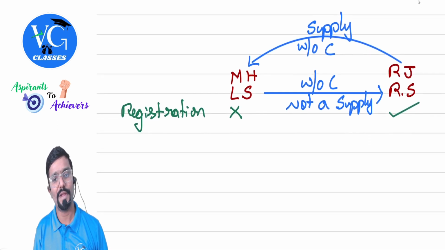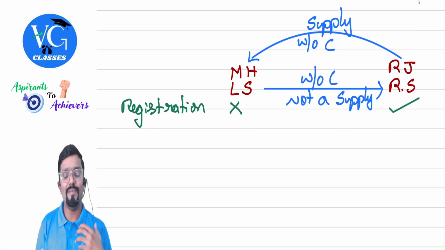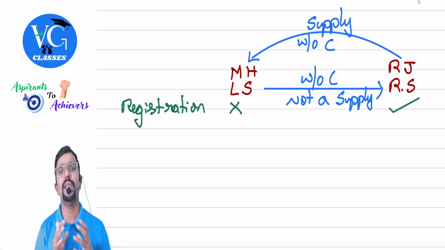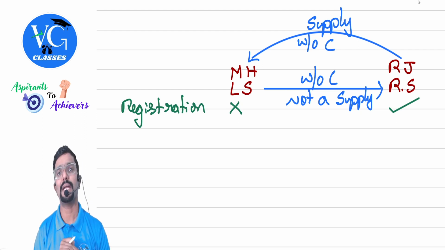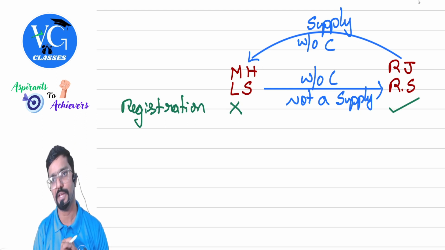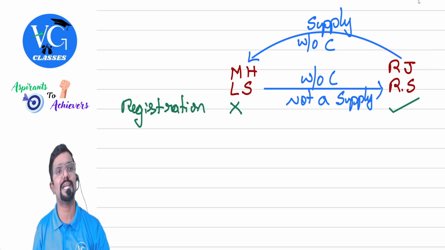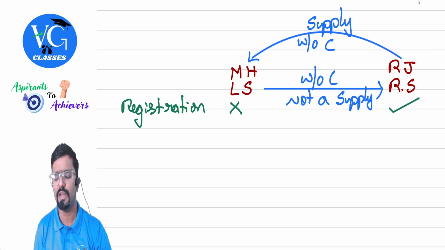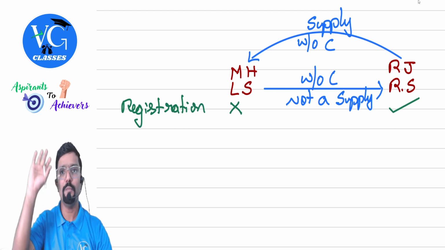Okay, sir. One more example. Assume I have a liquor shop. LS stands for liquor shop, in Maharashtra. I have a liquor shop in Maharashtra. Should I take a registration for that under GST? No. Alcoholic liquor for human consumption is outside GST. Okay. And I have one more business in Rajasthan. RJ stands for Rajasthan. Which business, sir? Restaurant service. Hope you're understanding.